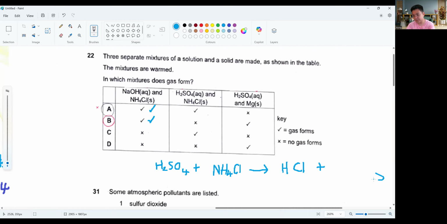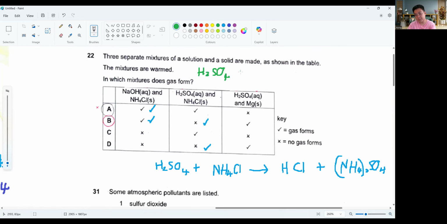HCl plus NH4 bracket 2SO4. Okay, so this one is a bit more special. They will not produce a gas because they will actually replace each other. We call this a displacement reaction. So this one is correct. By this time, we should find our answer already, but let's say we try the last one here.